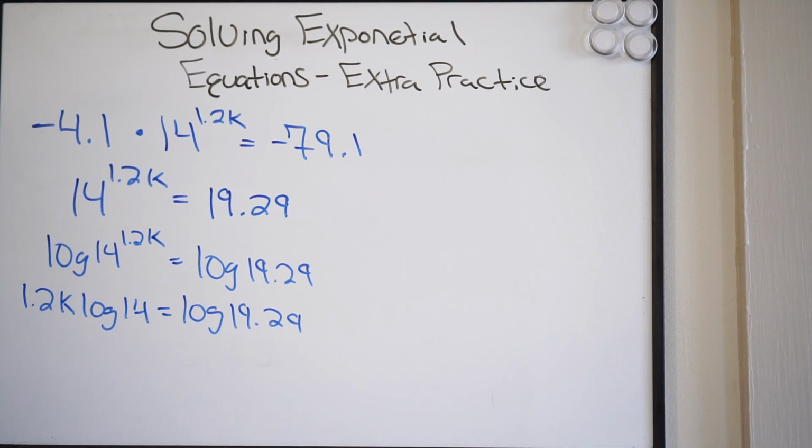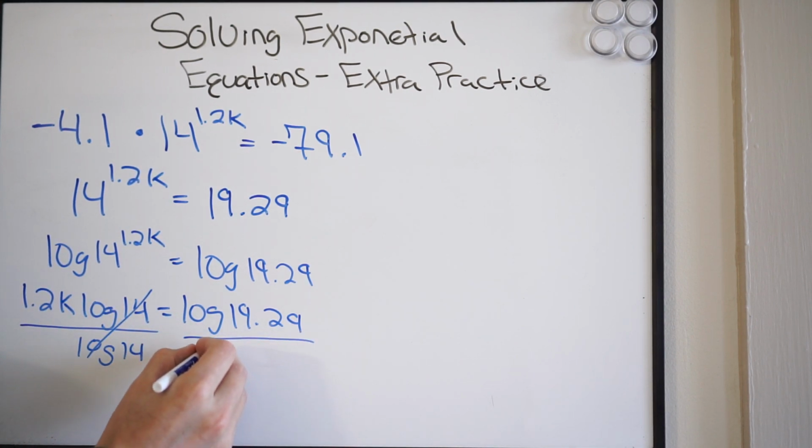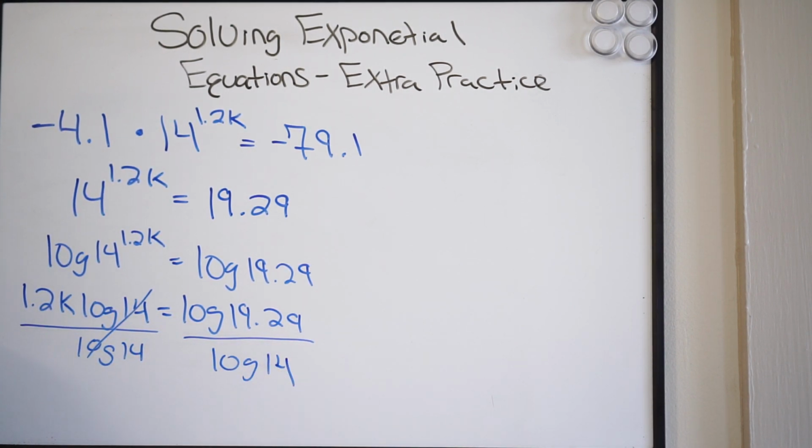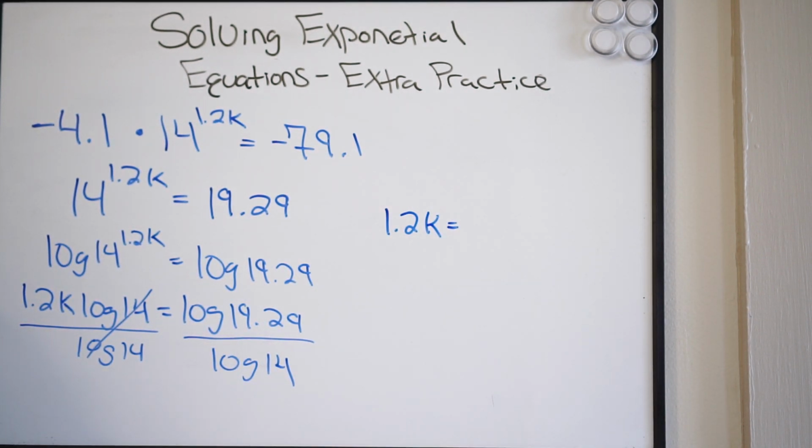Now we just want to isolate this k, so there's a couple of things we need to do. First, we're going to divide both sides by log of 14, which cancels here. So let's put this into our calculator. We get log 19.29 divided by log of 14, and we get 1.12. So now we have 1.2k equals 1.12.